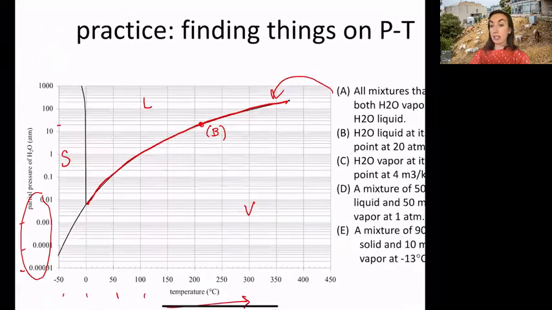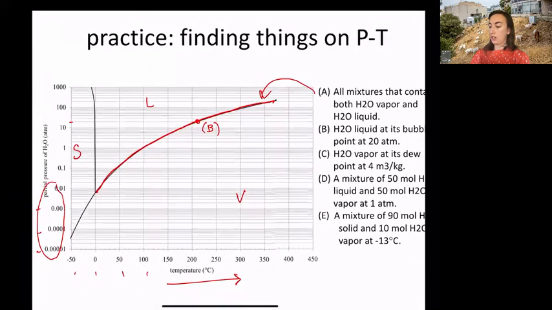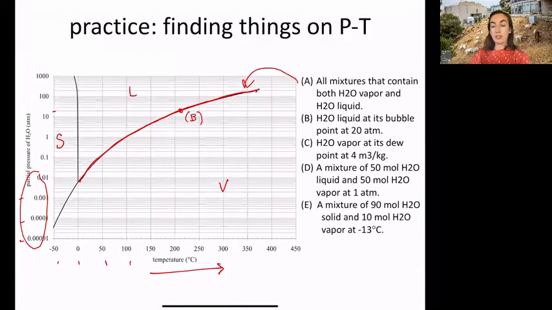Okay, the next question is actually really hard. We need to find the H2O vapor at its dew point at 4 meters cubed per kg. But there's no volume on these axes. So we could apply the ideal gas assumption. We don't really know how good that assumption is at this volume. We don't know a lot about what pressure is at that volume. The ideal gas assumption is best at low pressures. So the actual easiest way to do this is to do it on a PV diagram and then come back. So I'm going to do that once we flip slides into the PV diagram.